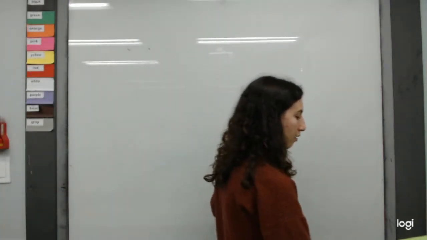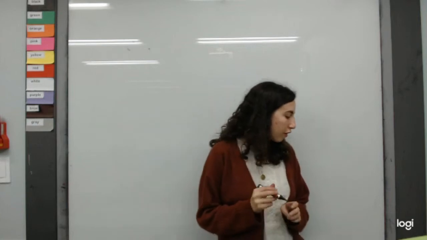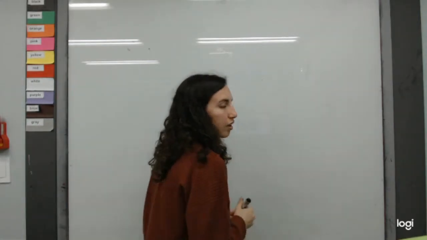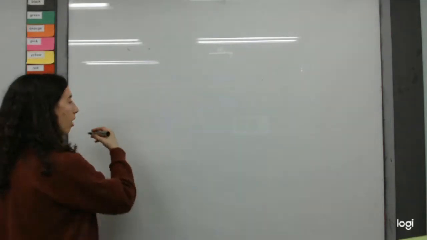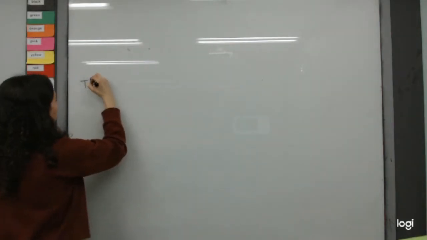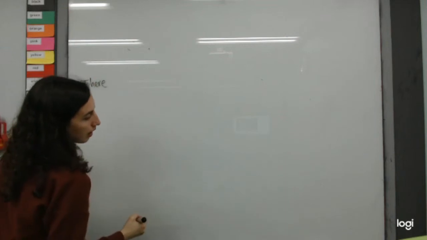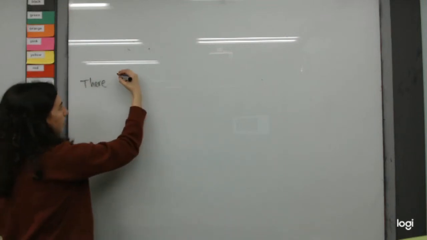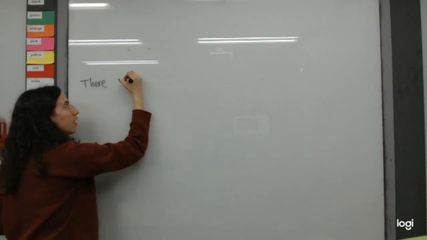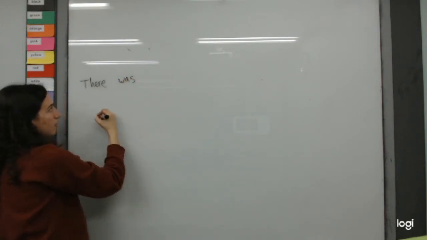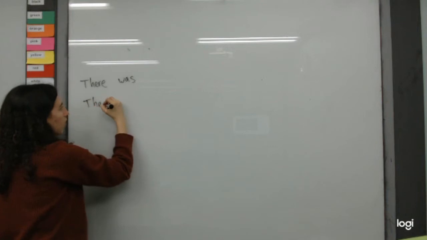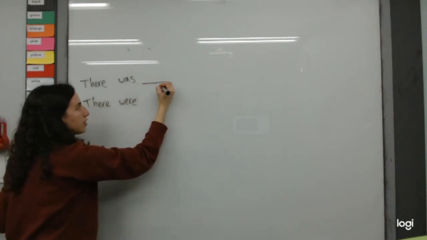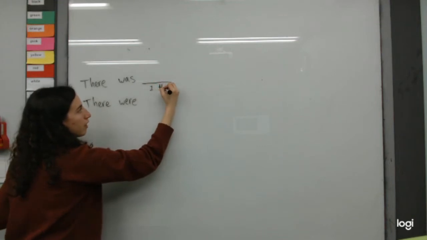So today we are going to review and practice some things we already learned. One of the things we already learned is there was and there were. So remember, when we have one thing that existed in the past, we can say there was or there were. So we say was for one thing.